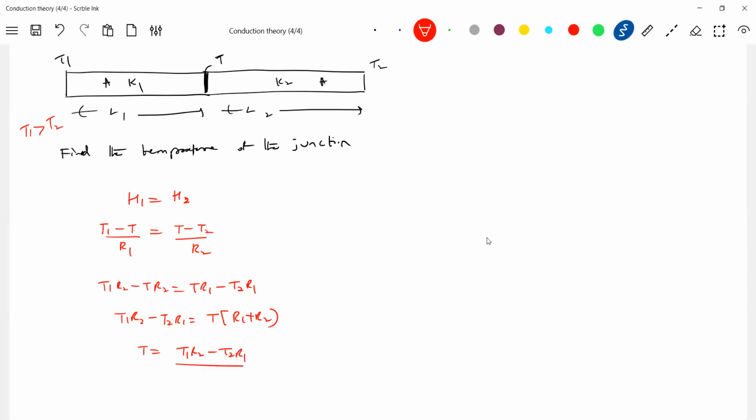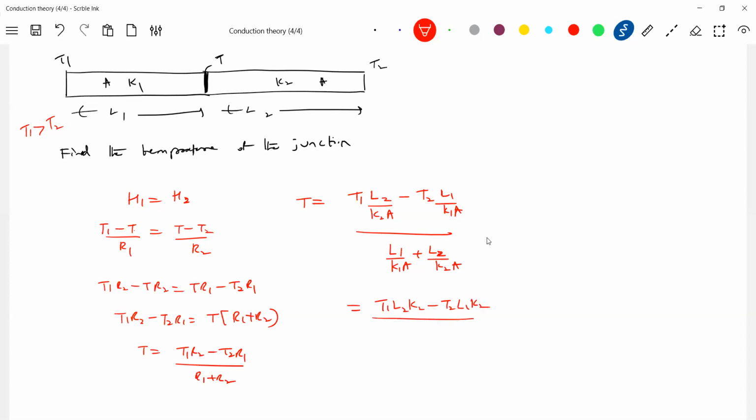Let's see the further simplification, what we get. Let me solve for T. This will be T1. What is R2? You write it as length L2 by K2 A, and R1 as L1 by K1 A. That K2 A, K1 A will cancel. So T equals (T1 L2 K1 plus T2 L1 K2) by (L1 K2 plus L2 K1). This is the temperature of the junction.